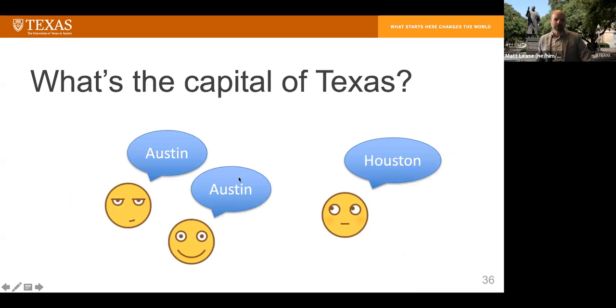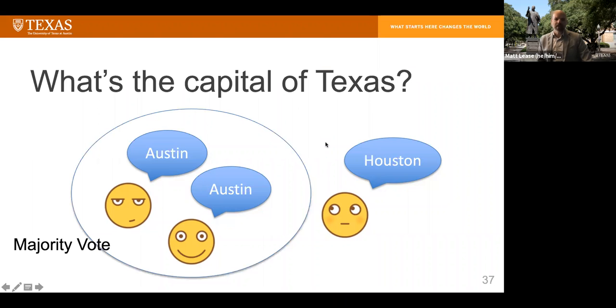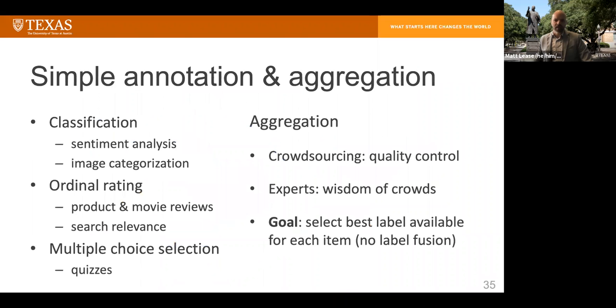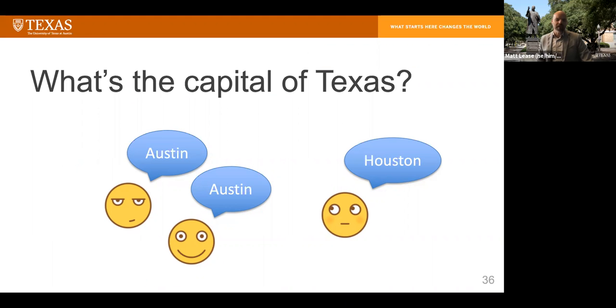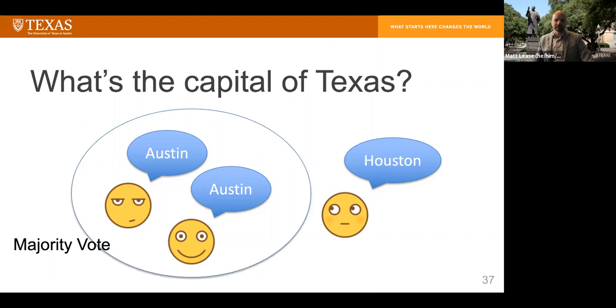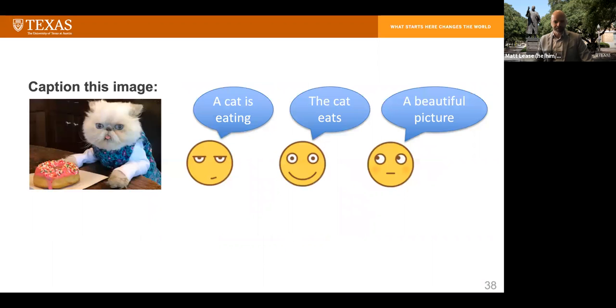For example, if somebody asks, what's the capital of Texas? You might ask 3 people, 2 might say Austin, 1 might say Houston. If we do simple majority voting, we might say that Austin's probably the right answer because 2 out of the 3 people said this. This is the most classic, simple way of doing aggregation.